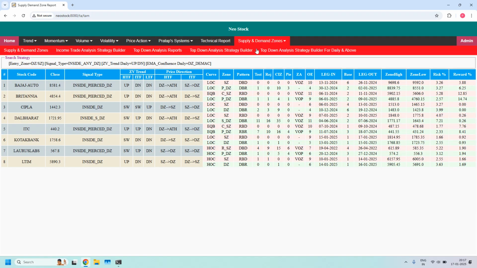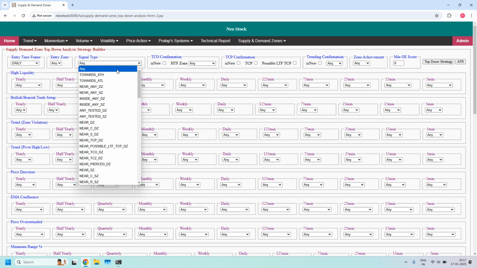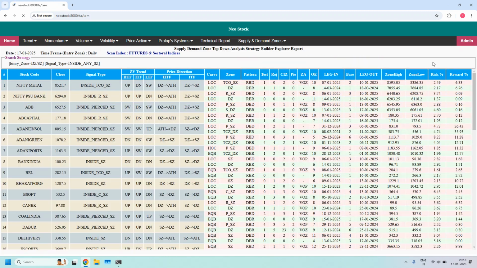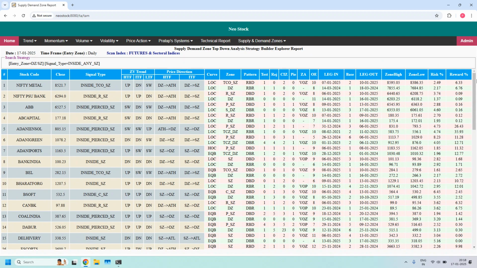Okay, next, for daily time frame, price closed inside the daily supply zone. Let us filter. We got a big list. 49 stocks are filtered. So first 15 stocks in that list. I'm scrolling the list down.